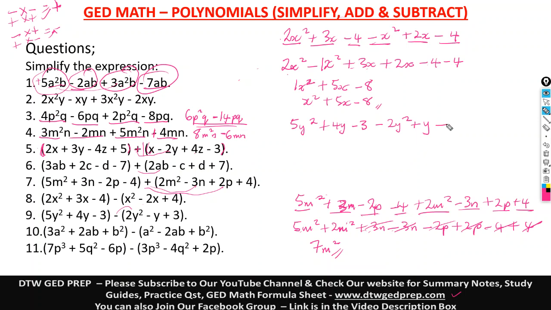That will give us a negative 3. We group like terms. So we have 5y squared minus 2y squared, and we have this and this, that's positive 4y, positive y. And we have this and this finally, that's negative 3, negative 3.